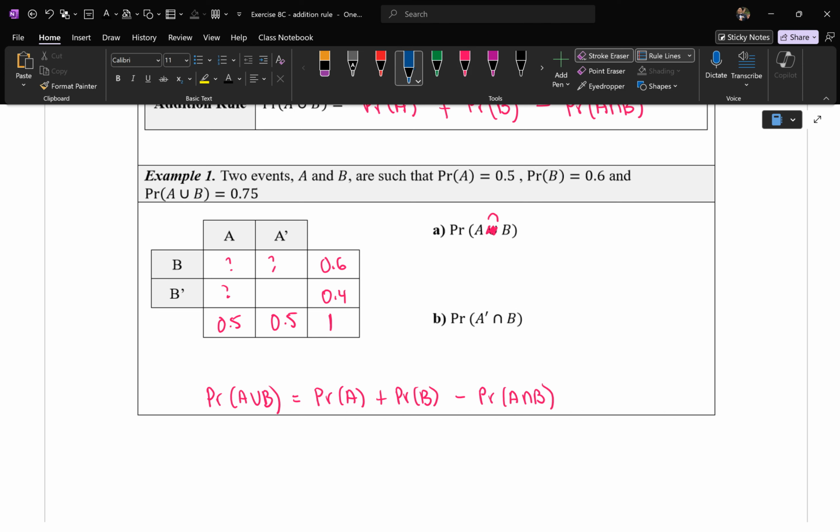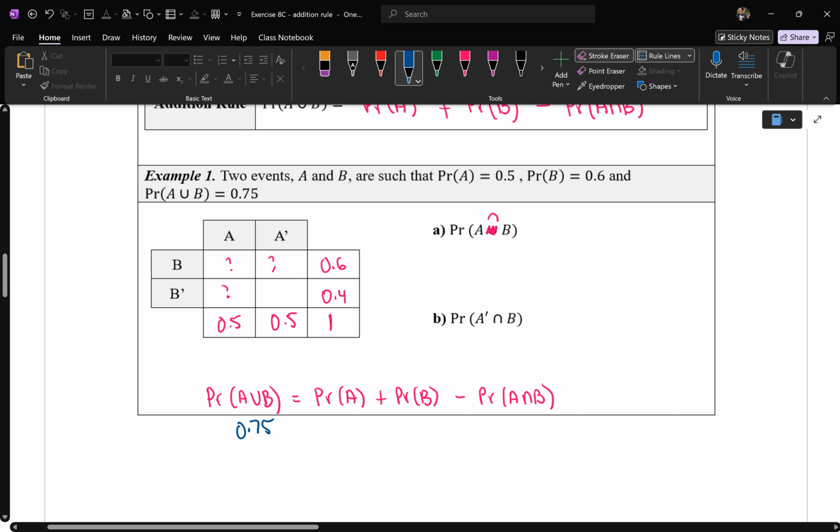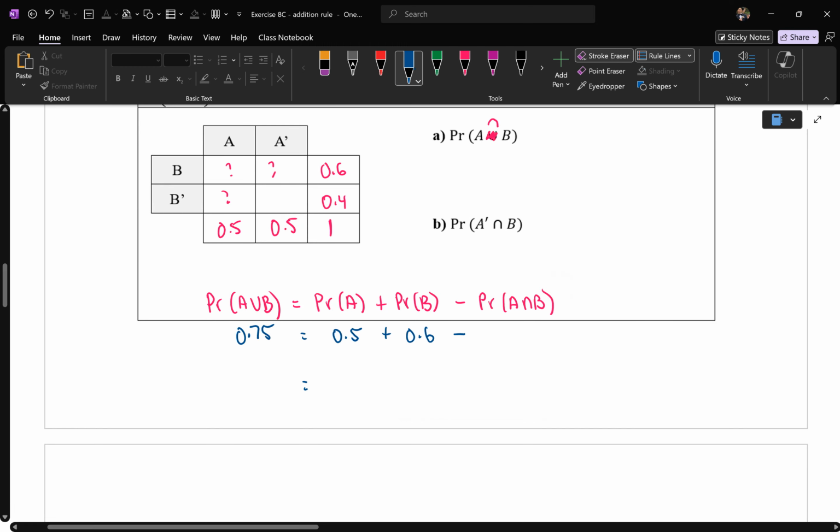Here we do know the answers. We know this is 0.75. They all need to add up to 0.75. And we know that all the probability of A is 0.5. All the probability of B is 0.6. And we need to remove some amount to make it 0.75. Now let's calculate that. What's 0.5 plus 0.6? Well, that gives you 1.1. And this is 0.75 here.